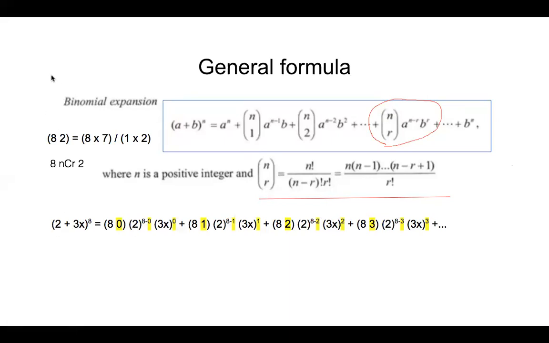Let's show clearly where the 2 goes. This 2 came from here. And notice the pattern of the power: I start from 8 minus 0, which is basically n minus r. There's no contradiction there. And then it is multiplied by the next number, which is 3x.